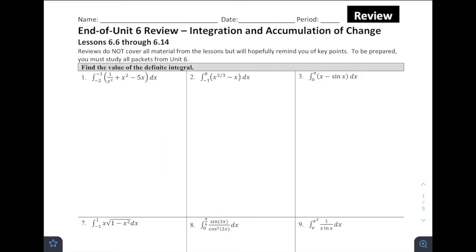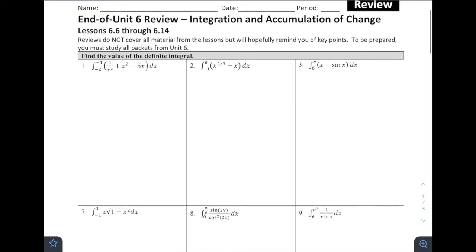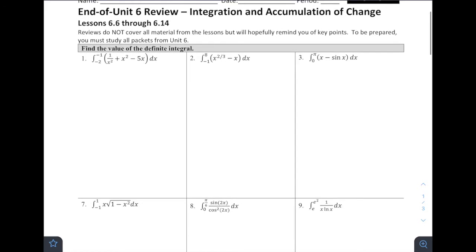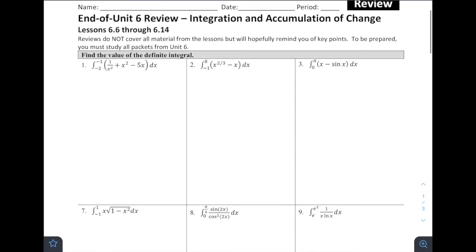Welcome to the end of Unit 6 review, which was on integration and accumulation of change, talking about lessons 6.6 through 6.14. As usual, the reviews do not cover all material from lessons. We'll hopefully remind you of key points. To be prepared, you must study all the packets from Unit 6. That's the best way to prepare.